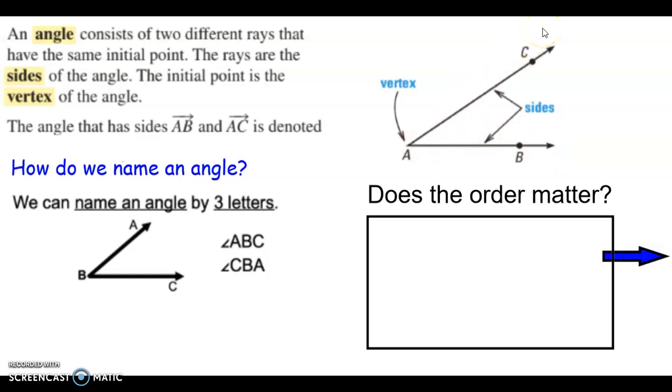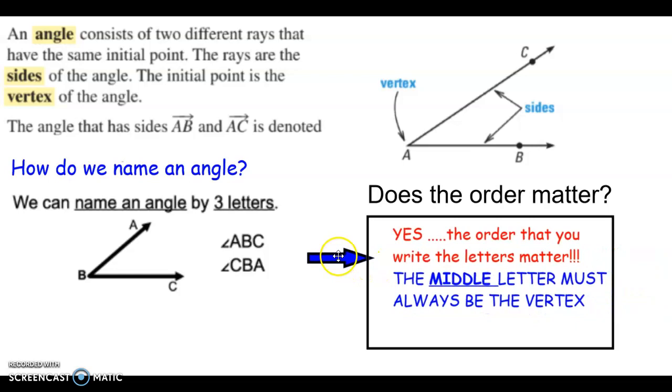So how do we name an angle? We name an angle with three letters. So here we see we have ABC and we have CBA. So then the question: does it matter what order I put those letters in? It does matter. It's important what order we put them in. The middle letter must always be the vertex. So if you notice here, there's a B, and that's my vertex. And notice here, there's a middle letter that is also a B.